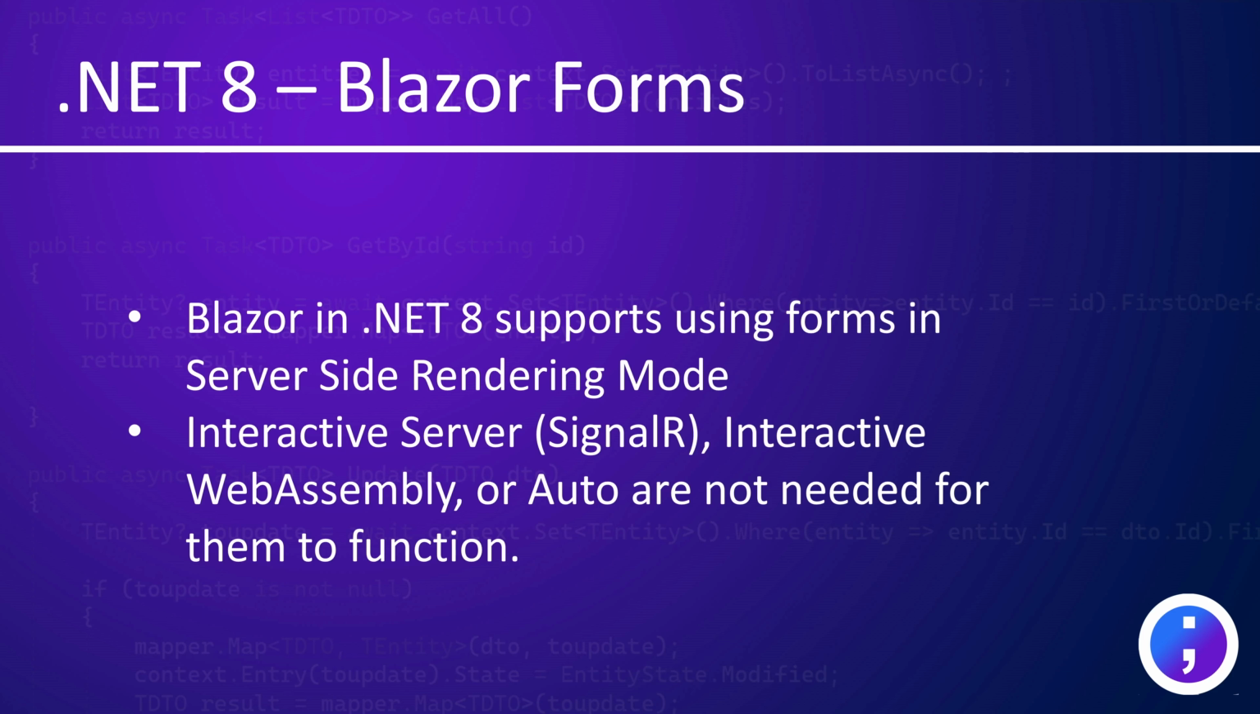In .NET 7, your Blazor project had to be entirely in interactive server mode with SignalR or WebAssembly. But now you can choose whether to use these techniques on different pages or even different components. And for many forms, it's not necessary to use either of these. So we're going to show how now you can use basic form functionality without using SignalR or WebAssembly.